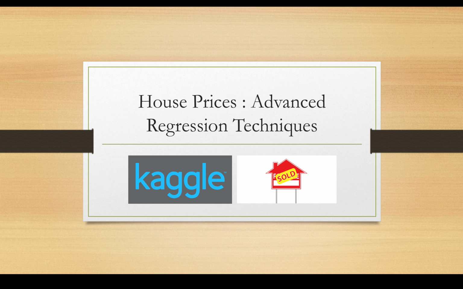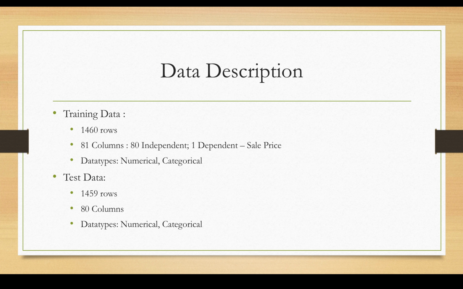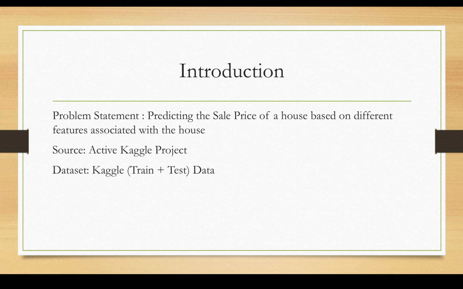For the final project, we decided to do an active Kaggle competition about predicting house prices using some advanced regression techniques. The main objective, or the problem statement, of this project is to predict the price of a house based on different features associated with the house.